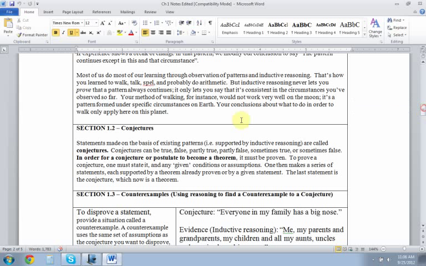and based on some conjectures you might say, I think that when I add two even numbers together, it's always going to be an even number. Things like that. That's a conjecture.